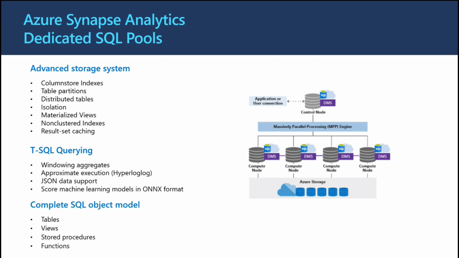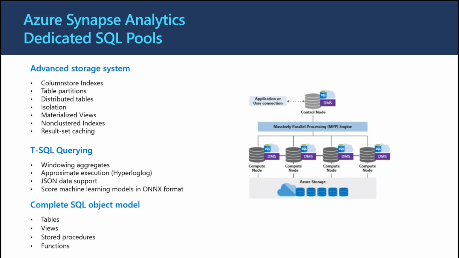But behind the scenes, the dedicated SQL pool is actually, as I said, an MPP architecture that is built upon 60 nodes of SQL Server that allows data to be distributed across the nodes to optimize performance, data access, and security, through an advanced storage system that includes things like column store indexes, table partitions, distributed tables, as I just mentioned, data isolation, materialized views, which allows you to essentially materialize result sets optimizing query performance, non-clustered indexes, and result set caching, again, for performance reasons.